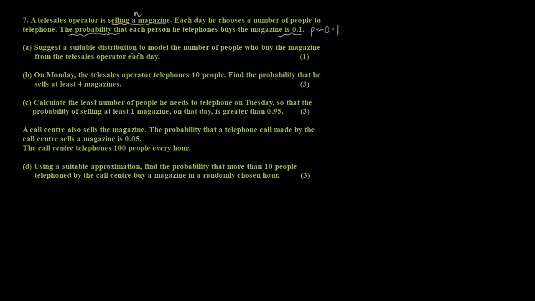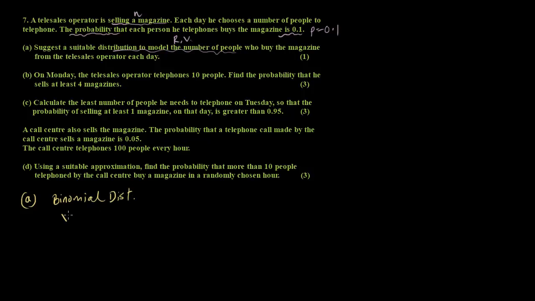Suggest a suitable distribution to model the number of people. So model the number of people, that is the definition of the random variable: the number of people who buy the magazine. Remember that. These three are what's important. So let's write this down. Question A, suggest a suitable distribution. It would be binomial distribution.